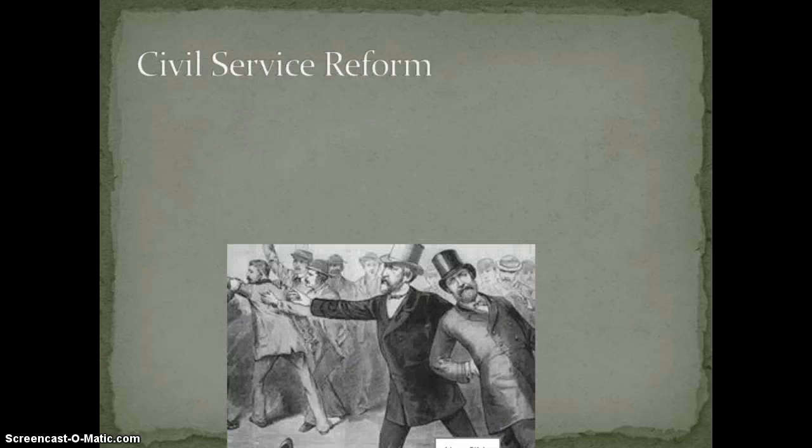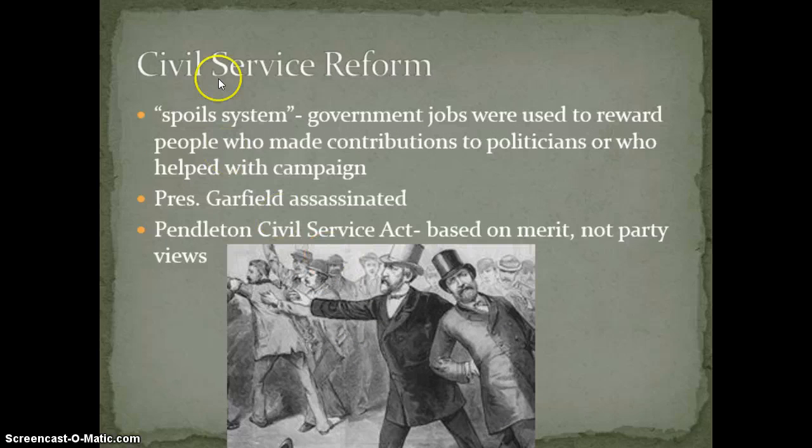So civil service reform, this is having to do with jobs. And back in the day, you had what is known as the spoils system. It can also be referred to as the patronage system, and that's when government jobs are given as a form of reward system for people who either made contributions or who somehow helped greatly with the campaign. So it's like quid pro quo, I do for you if you do for me, and that's the way it worked with the political machines and with the bosses. The people that would help them were the ones that were going to get the government jobs.